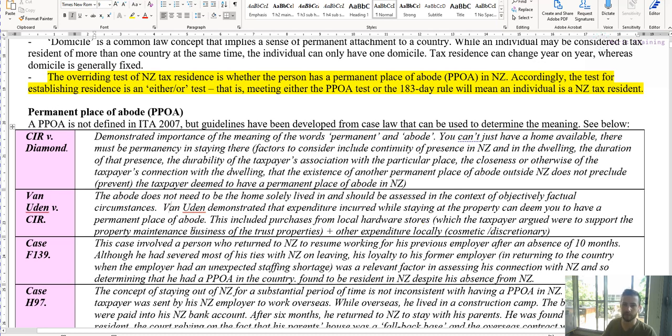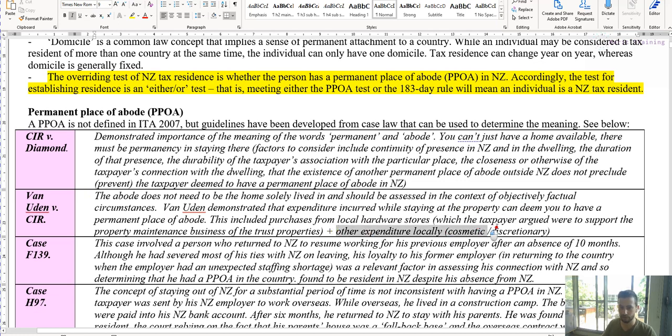Another key outcome is that this case demonstrated that any money that you spend while staying at the property can make you seem like you've got a permanent place of abode there. So for example, if you spend money on tools or fixing up the property or spending money on plants, etc., and putting it in the building, that can be evidence that you have a PPOA there, even if you spent most of the year overseas.